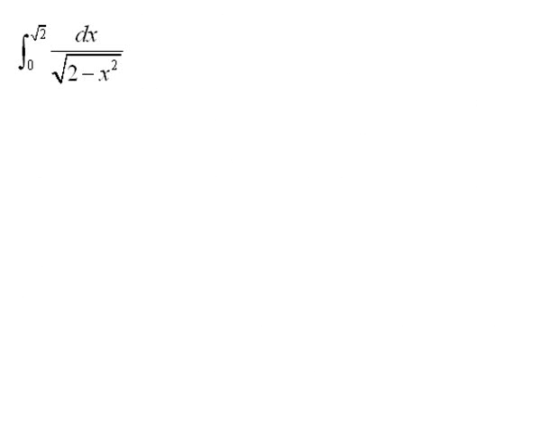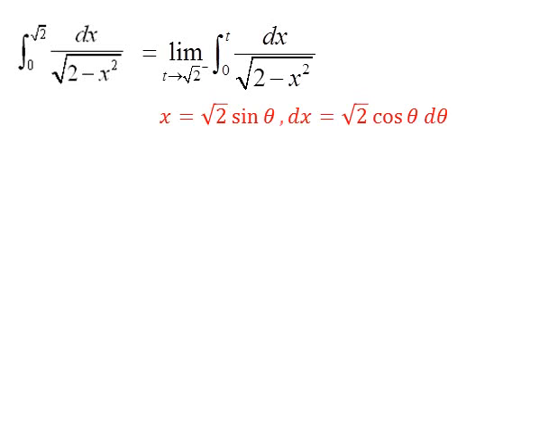Let's evaluate the integral of dx over the square root of 2 minus x squared from 0 to the square root of 2. This integral is improper because 1 over the square root of 2 minus x squared is discontinuous at x equals the square root of 2. So replace the square root of 2 with t and find the limit as t approaches the square root of 2 from below. I'll use a trig substitution with x equal to the square root of 2 times sine theta and dx equal the square root of 2 times cosine theta d theta.